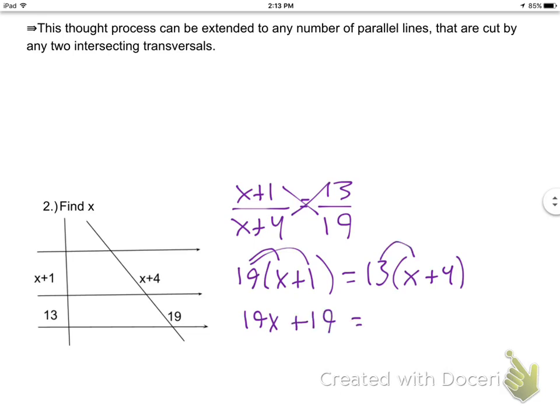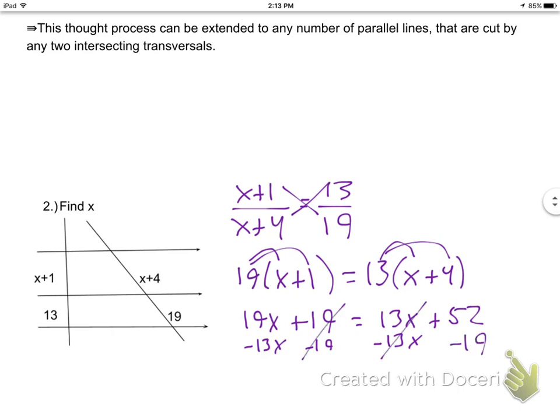Equals 13x plus 52. Your choice. Move 13x or 19x. Why? So we can try to keep things positive, yeah? So that means I will get rid of 19 then.